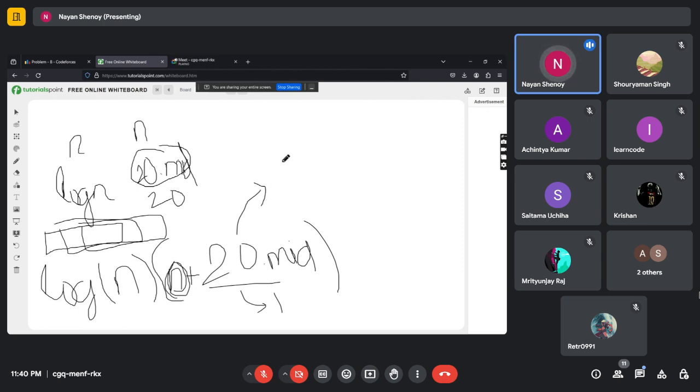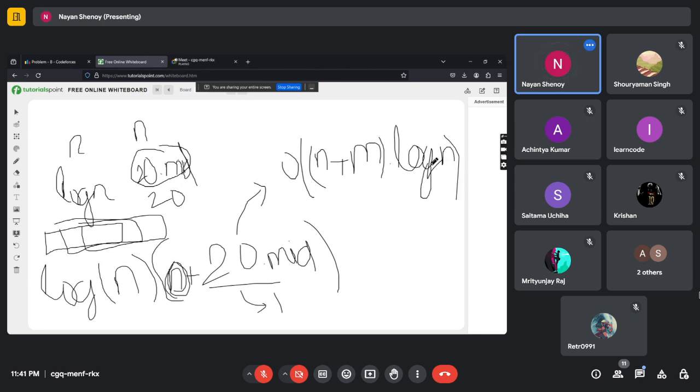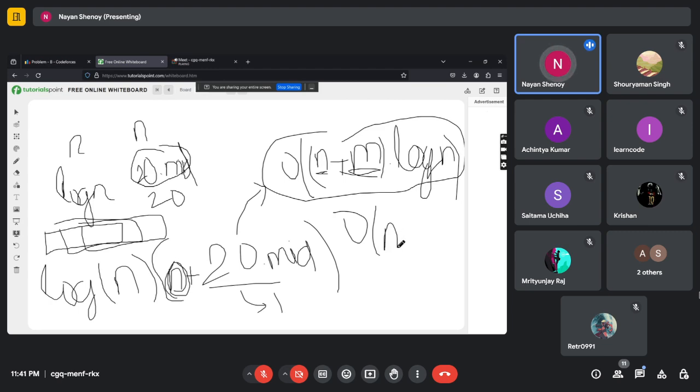So basically your time complexity will be something like n plus m times log. And what is log here? Log is basically the size of your array, and m in this case is your mid. So approximately you can say that is n plus m log n, or basically O of n log n, approx.